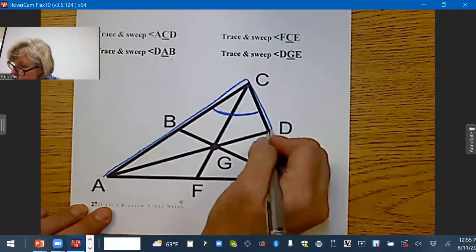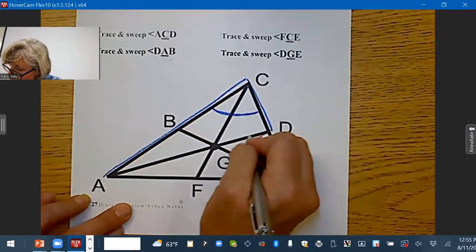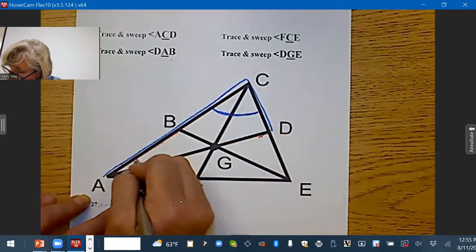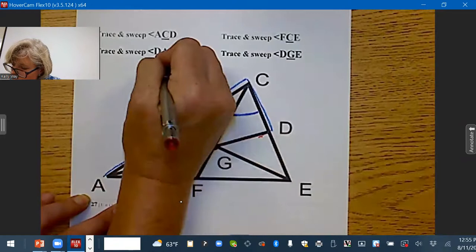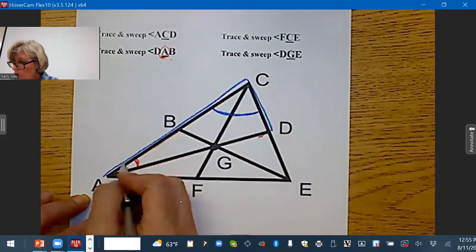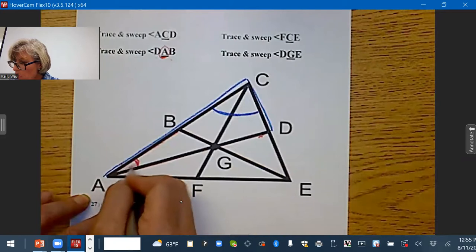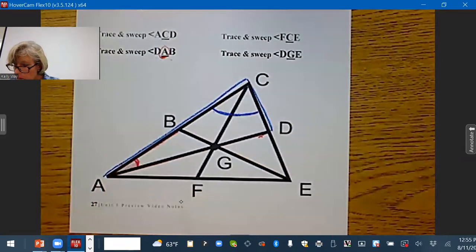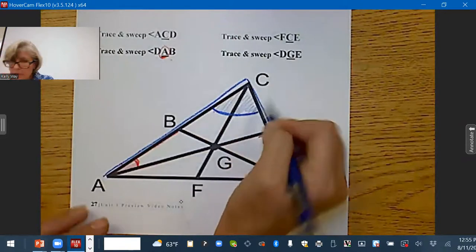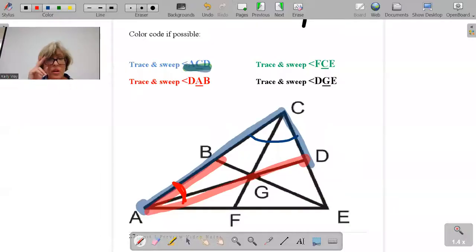DAB goes like this. Start at D, go to A, go to B, and you sweep at the elbow. Trace and sweep. Sweep at the elbow of the angle. So angle DAB would be this angle right here. Angle ACD would be this angle right here. Now we're going to trace and sweep FCE.